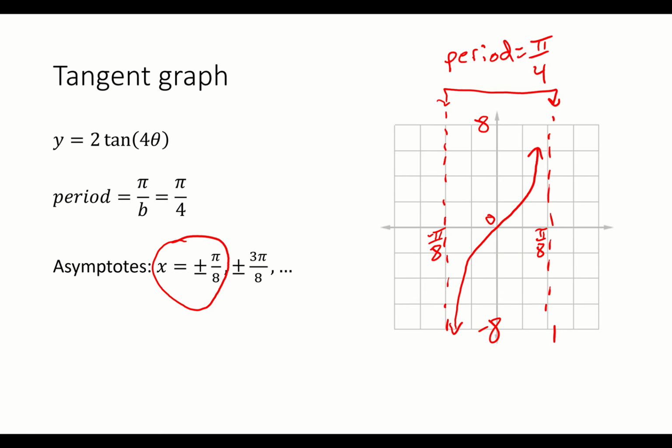Now, I could keep the graph going. I just drew one cycle. So I would also have asymptotes at plus or minus 3 pi over 8, plus or minus 5 pi over 8, plus or minus 7 pi over 8, and so on and so on. But I just drew one cycle. If I wanted to keep the graph going, I could draw another cycle of the tangent function there, but the full cycle would go off of the coordinate plane that I've provided. So one cycle will suffice most of the time when you're drawing these functions.